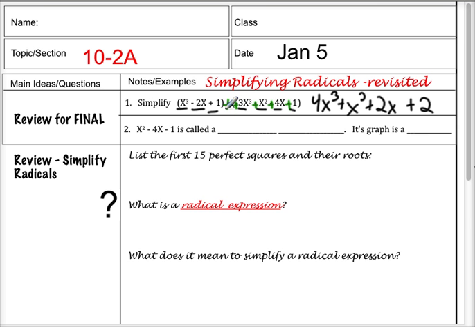All right, and then number 2, that equation underneath it, x squared minus 4x minus 1, is called a quadratic equation. And remember, its graph is called a parabola. All right, so there we have that little bit of review. Now, let's jump into our new material.